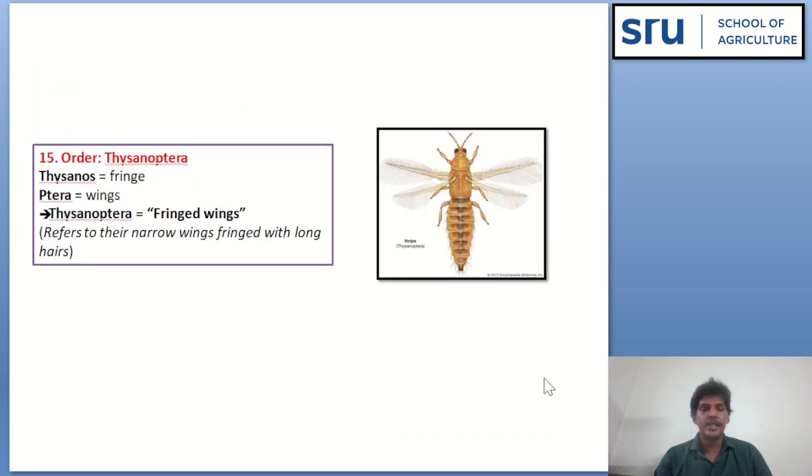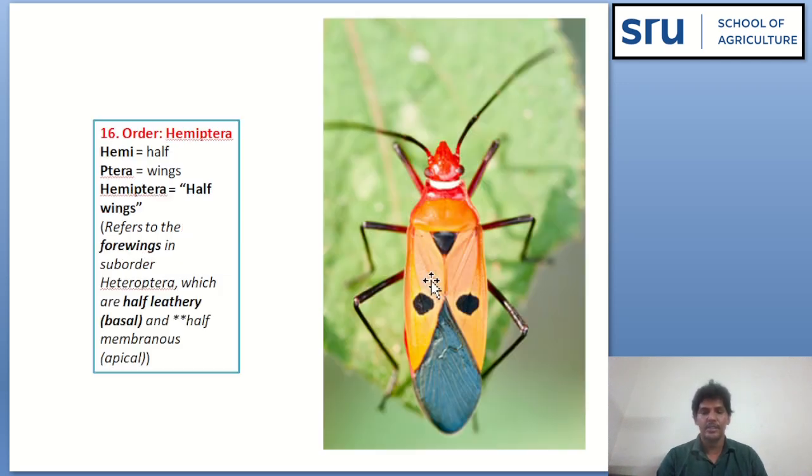Next order is the Thysanoptera. Thysano means fringed, ptera means wings. Fringed winged insects refers to their narrow wings. These are the narrow wings which are fringed with long hairs.